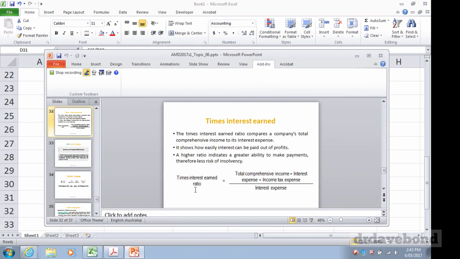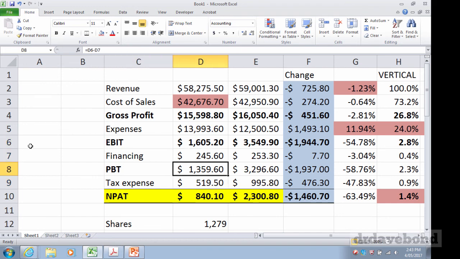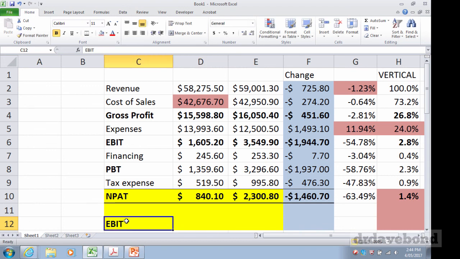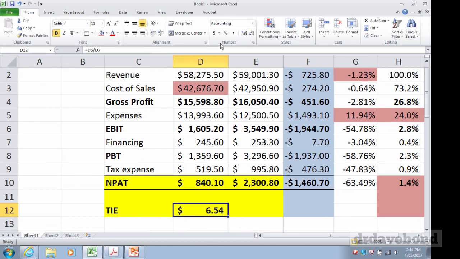So if we look at it here, this number here is bottom line profit, add back interest, add back tax. This is earnings before interest and tax. This is EBIT on top. So what we have is times interest earned is EBIT on top, and I'm going to use financing, as we talked about earlier, as a proxy for interest costs, is 6.54. And you can kind of see that.